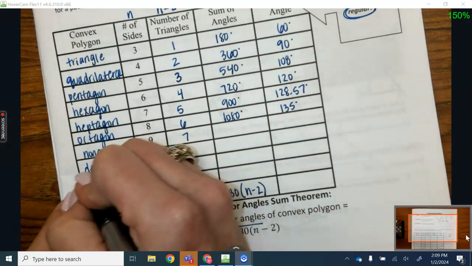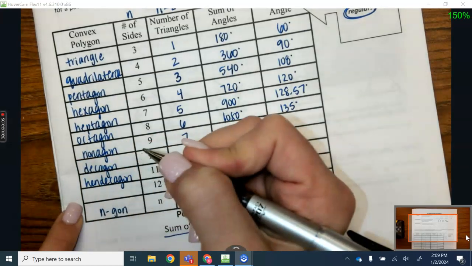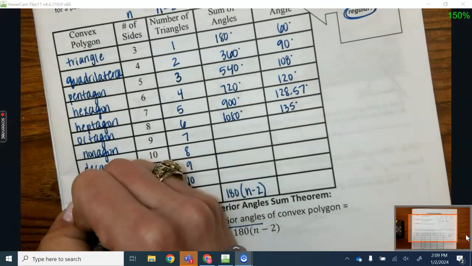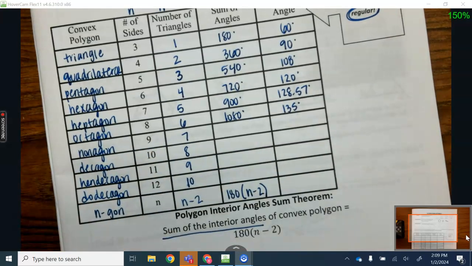11 is a hendecagon. And 12 is a dodecagon. Okay, so those are some names that you might see on questions in your homework, quizzes, or tests.